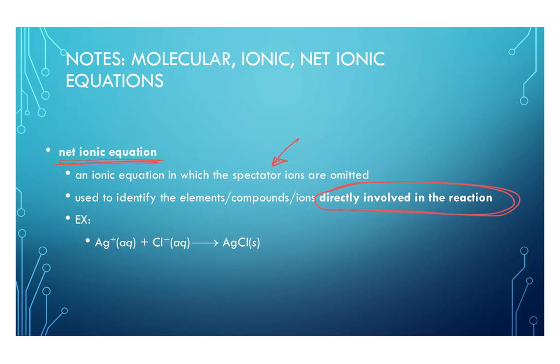Okay, and so in this particular case, the only thing that's formed is the silver chloride. So that means that you get rid of the potassium and nitrate ions, and you just get left with the silver ion plus the chloride ion gives you silver chloride.